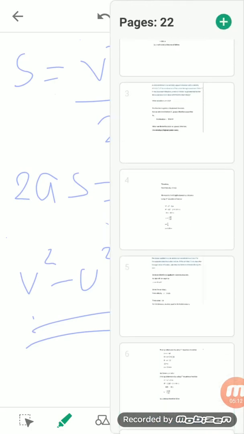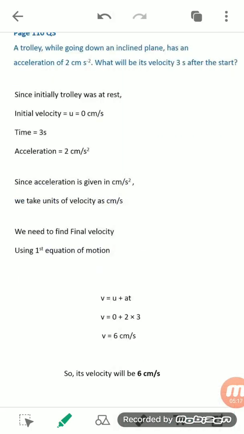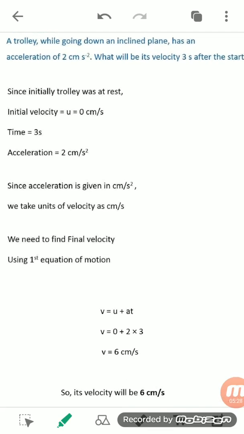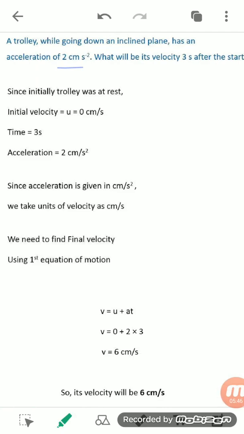Now we will come to the numericals related to these equations of motion, and such kinds of numericals are most of the time asked in examinations. So see here, the first question is: a trolley, while going down an inclined plane, has an acceleration of 2 centimeter per second square. What will be the velocity 3 seconds after it starts?